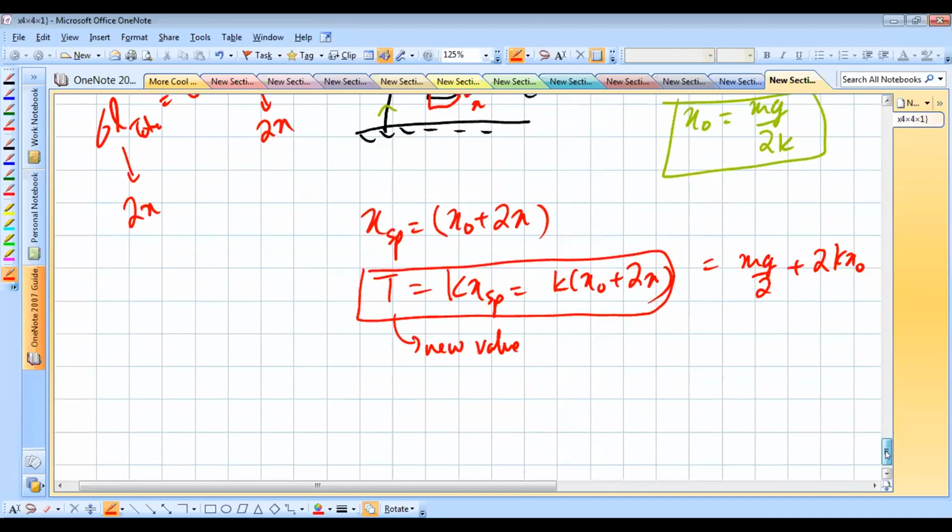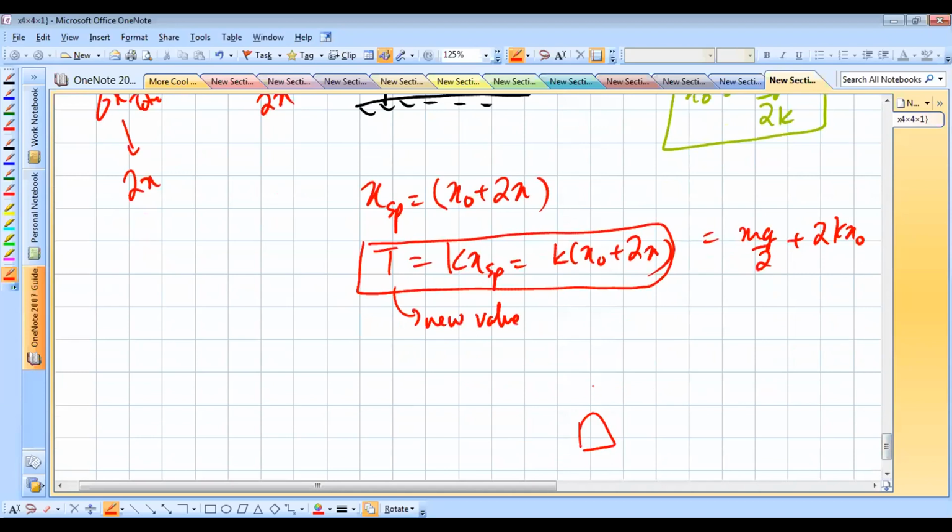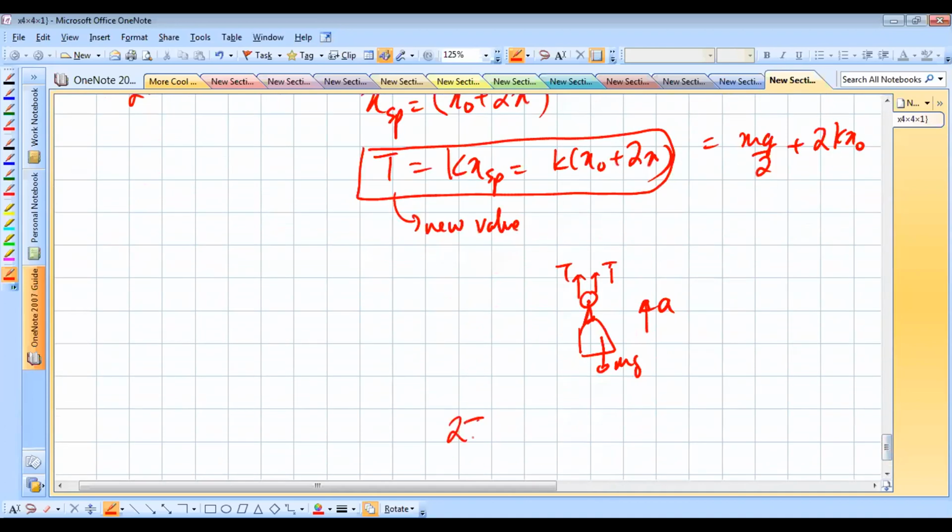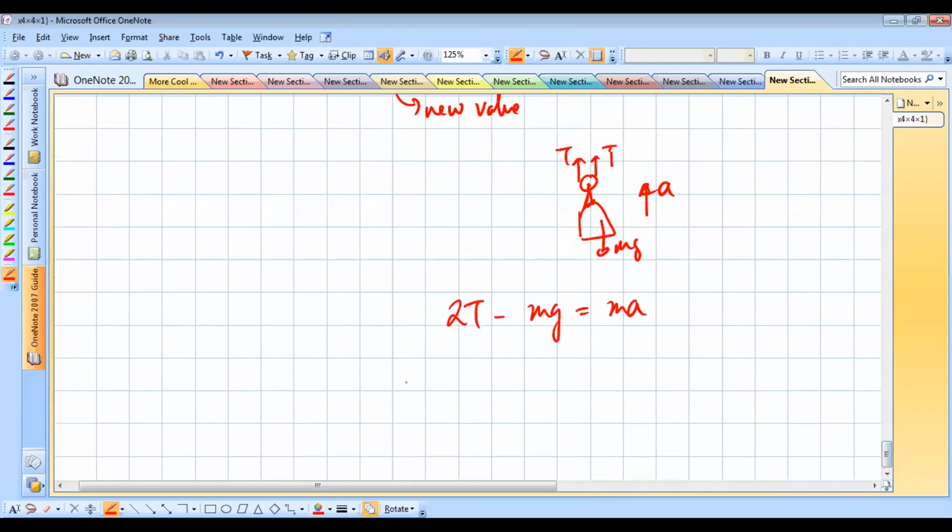So the new value of tension is that much, means on the block attached to the pulley, you can see there is 2T acting, the block's own weight mg acting, and so it has an upward acceleration of a. So 2T minus mg is equal to ma. And now you just substitute. So mg cancels out actually, as always.